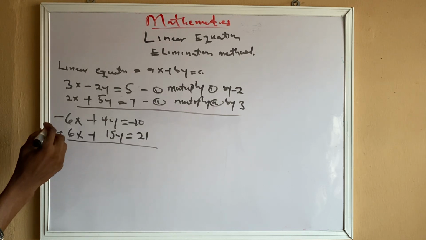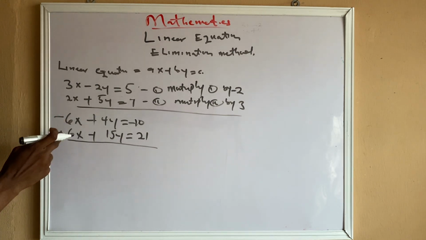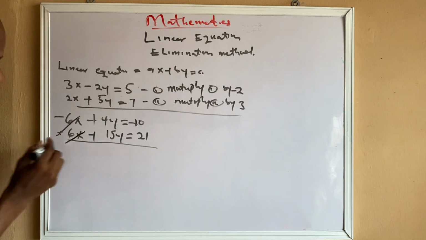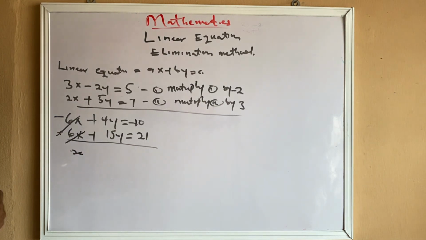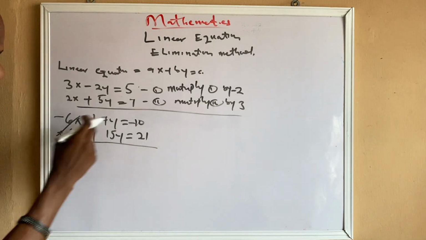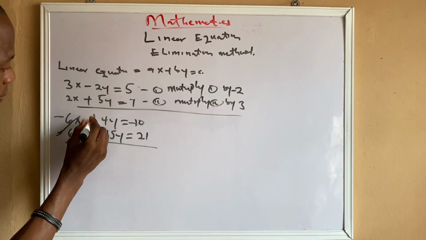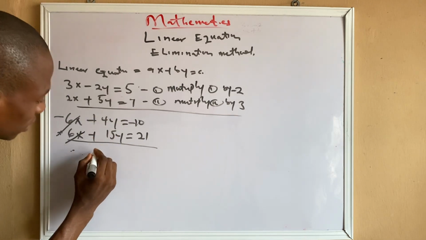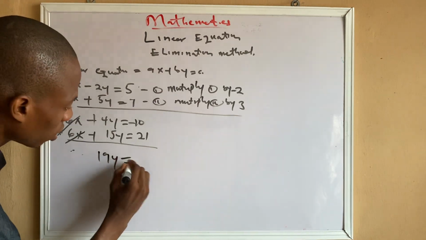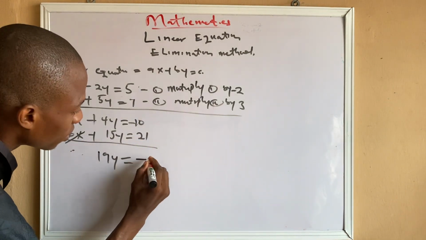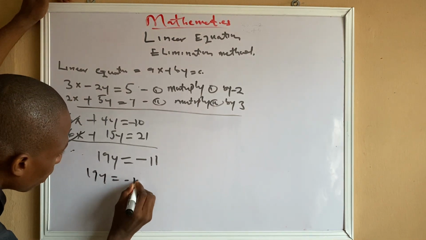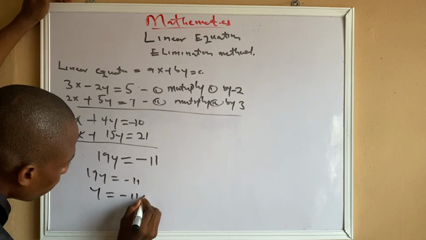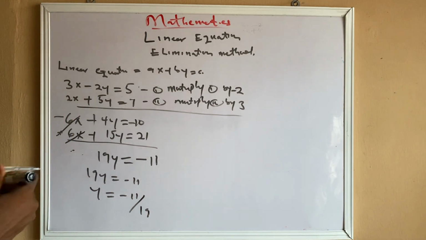Okay, let's proceed. We are now having minus 6s and plus 6s. That means they have already cancelled each other, right? Remaining the ordinary terms. Now we are having plus 4y and plus 15y. That is 19y is equal to minus 20 plus 21... minus 11, right? Our 19y is now minus 11. Our y is now minus 11 over 19. That's our first answer.